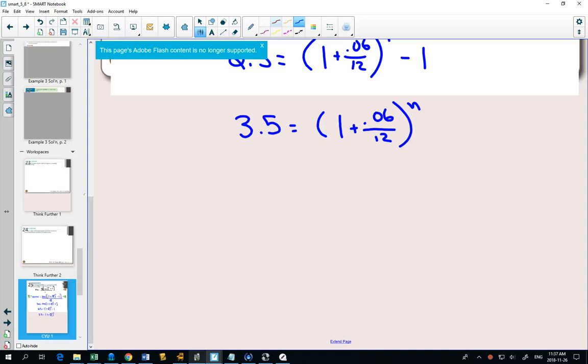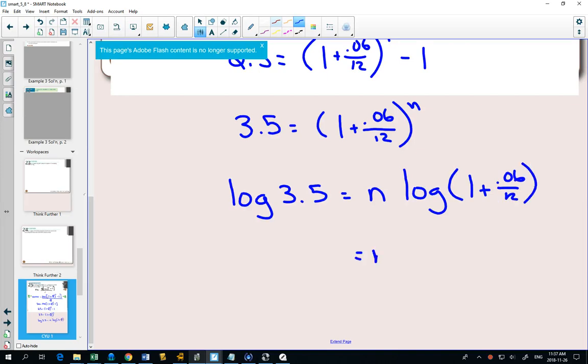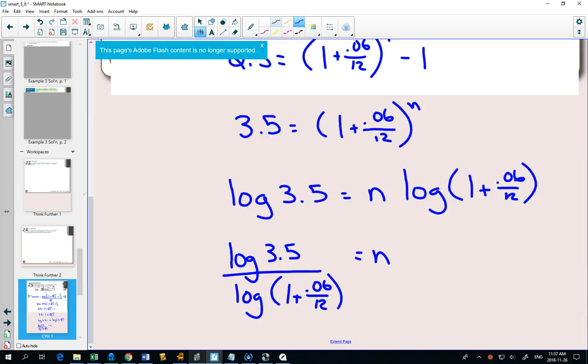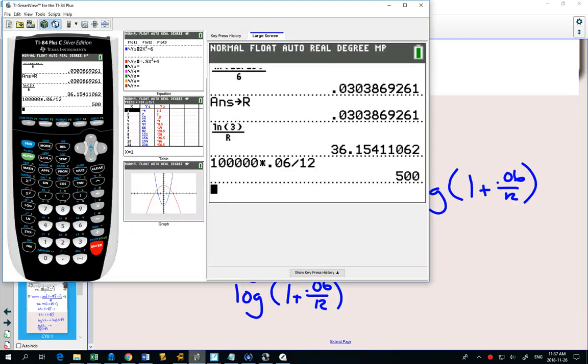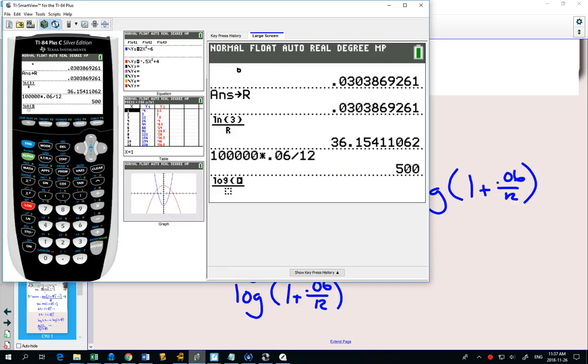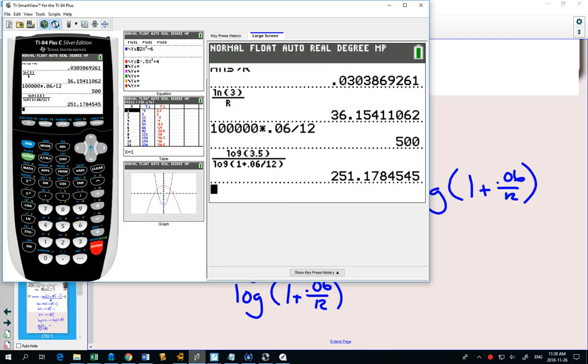And now we can take the log or natural log of both sides. So log of 3.5 equals, the n would come out in front, log of 1 plus 0.06 divided by 12. N is equal to log of 3.5 divided by log of 1 plus 0.06 divided by 12. Go to our calculator, type that in. So yes, there is more simplifying that needs to be done at the beginning, but the idea stays the same.